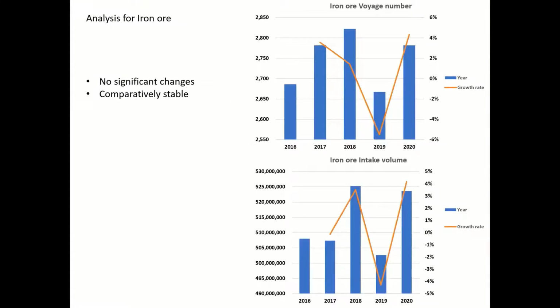This part is analysis for the iron ore. This first figure means how many tons of iron ore are carried in 1 year, and it shows a trend from 2016 to 2020. And this orange line means the growth rate. And the one below it is the trade volume for iron ore, and it also shows a trend in 5 years. And from these two figures, we can know there is no significant change for the iron ore in 5 years. And it means iron ore trade is fairly stable. So there is not so much coronavirus impact on it.